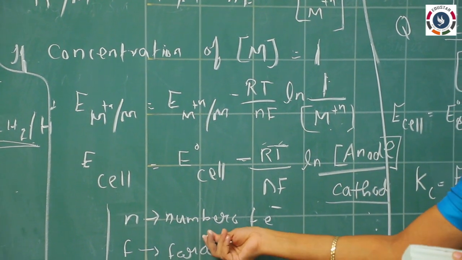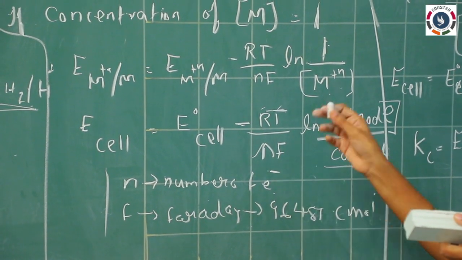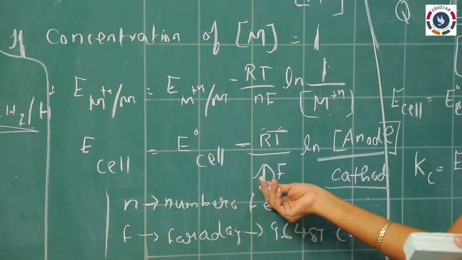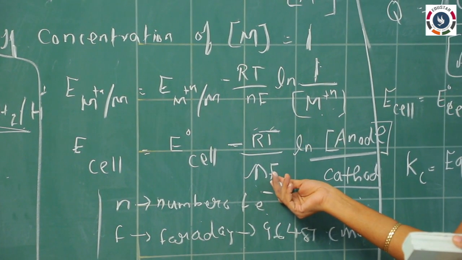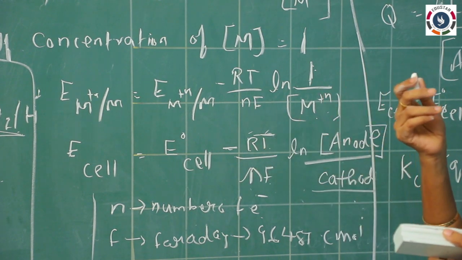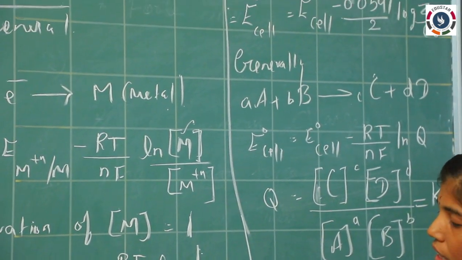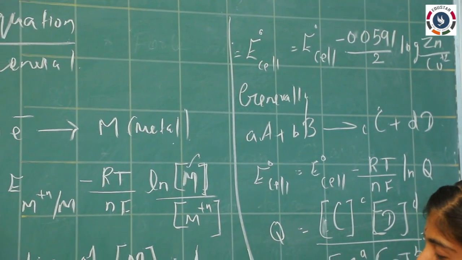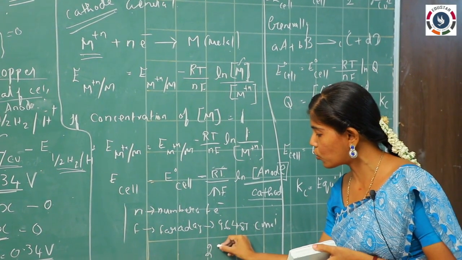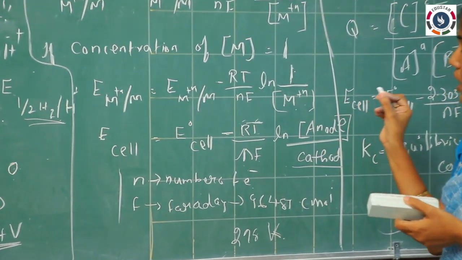Here I have to explain the terms. n is the number of electrons transferred between the anode and cathode. F is the Faraday constant. R is the gas constant and T is the temperature. Now we are going to apply all the values. We know the value of R, and T is usually in standard measurements, that is 298 Kelvin. What is 298 Kelvin? It is the standard temperature, 25 degrees Celsius.